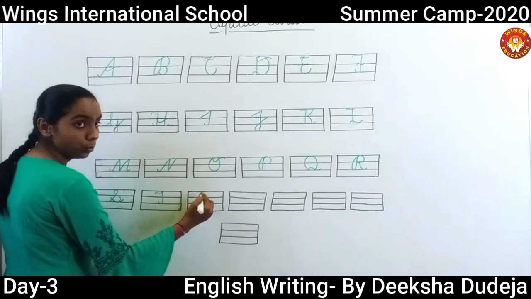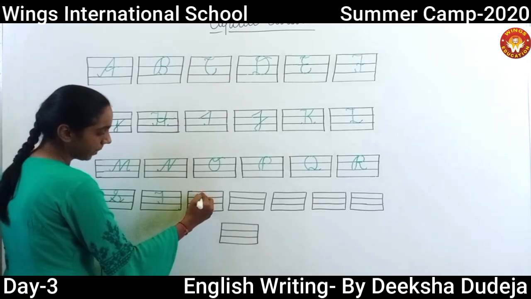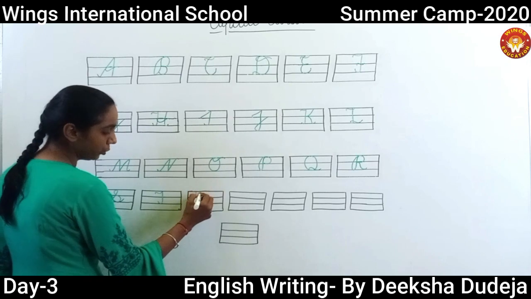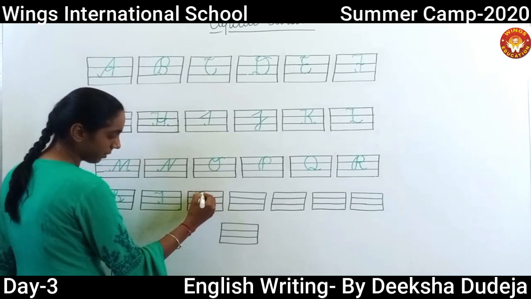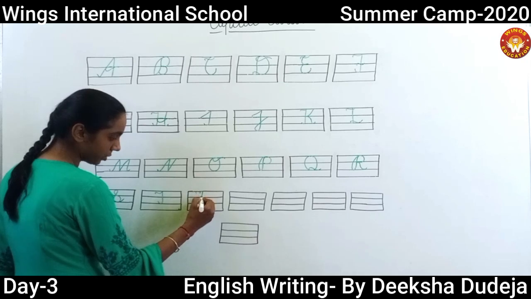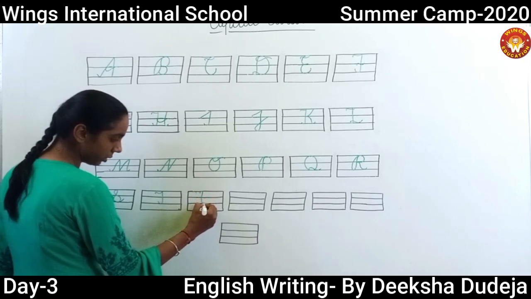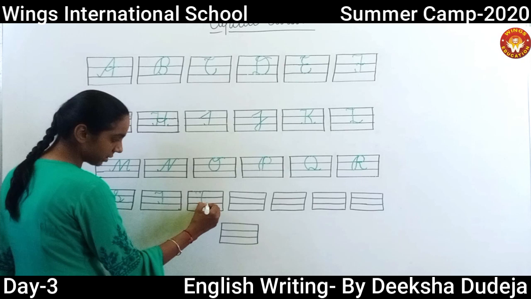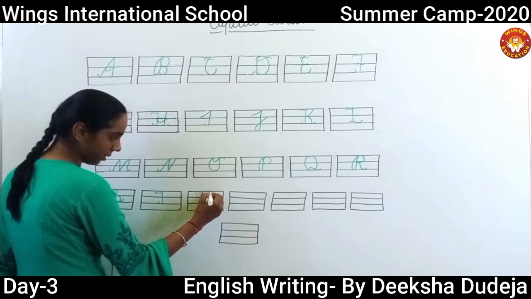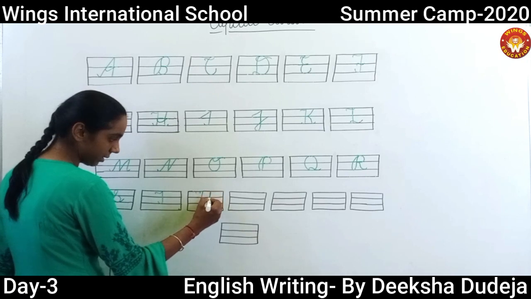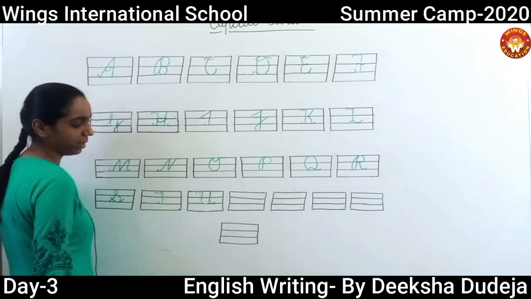Next is U. I small round this line. U starts from first line. I draw a curve line, touch to third line, and I round this line. And again I draw a standing line. I repeat this line and I touch third line.